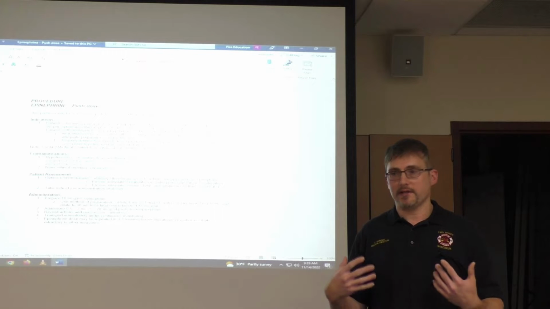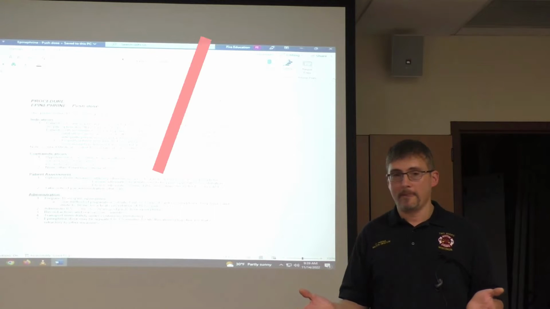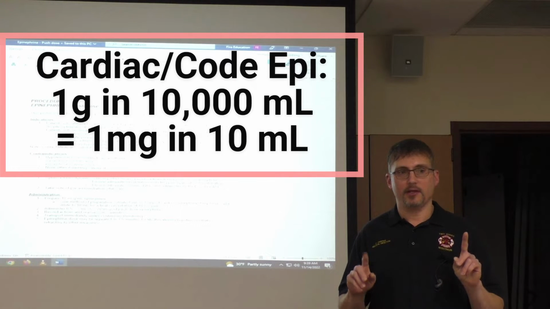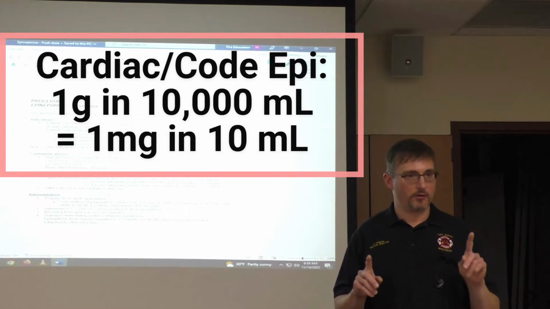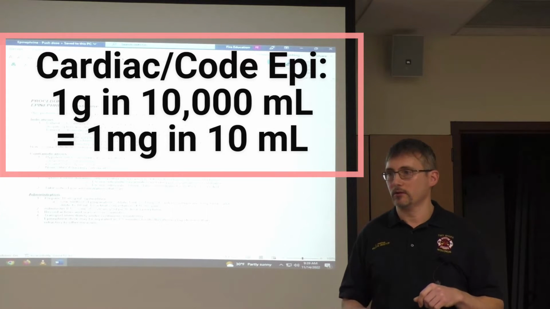So 1 to 10,000 is what we usually call code dose or cardiac epi, right? What does that actually mean? There's 1 gram in 10,000 mLs, which is 1 gram in 10 liters, right? So 1 to 1,000 is 1 gram in 1 liter, okay?